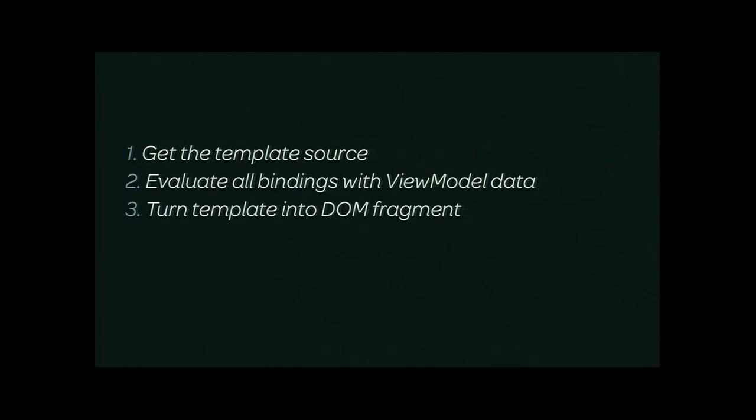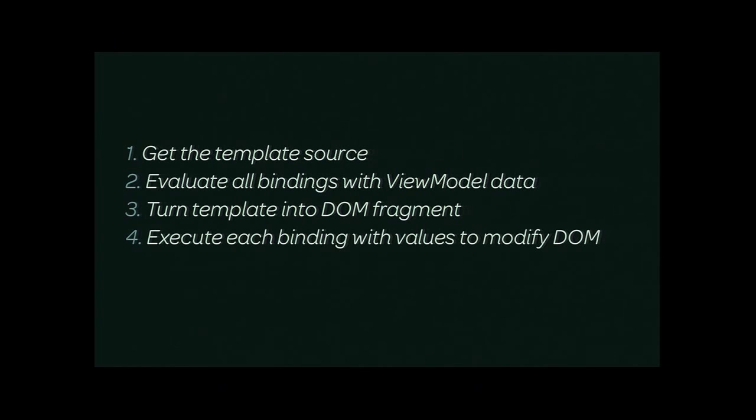And then the next thing that we have to do is turn the template from just a string of characters into an actual representation of the DOM using Nokogiri. And then we go through that DOM and we execute each of those bindings with the values that we got from evaluating them in JavaScript. And we modify the DOM. So we add the text here of this element. And then once we're done with that, and we have the modified DOM, we turn that back into a string. And now we have the rendered template string that we're going to send as part of our resulting web page.